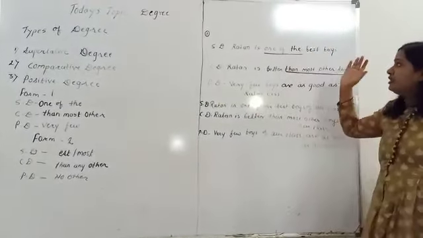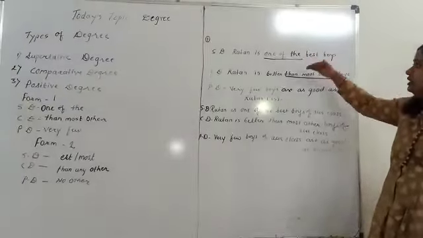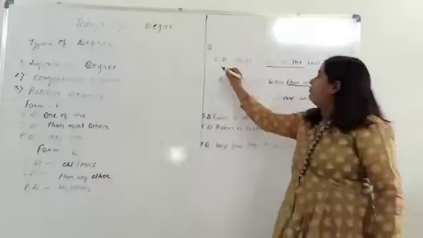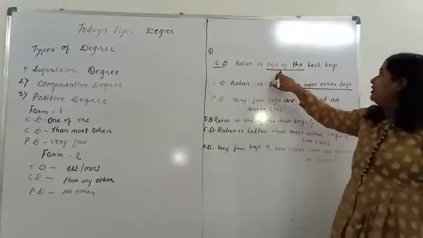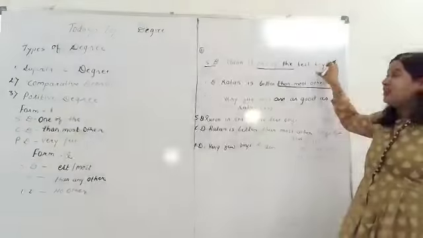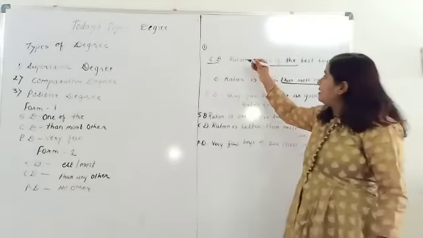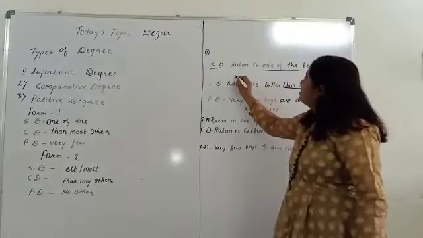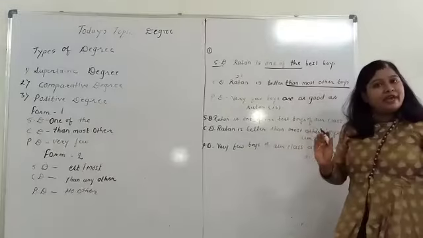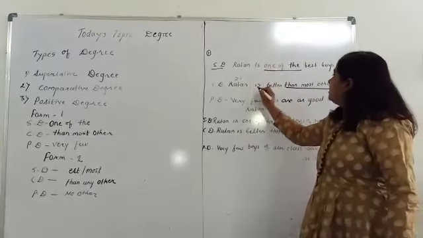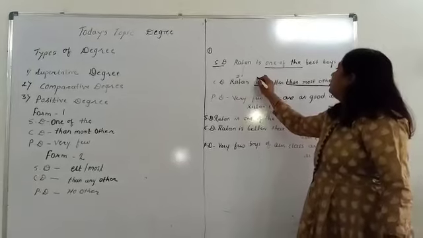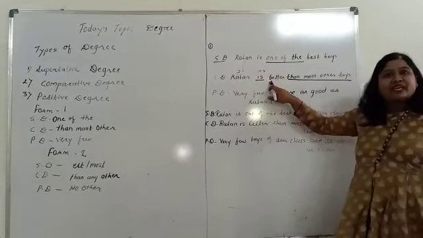Now see how to transform the sentences from one degree to another. The superlative form is already given. Ratan is one of the best boys. Now how to transform that? Ratan is the subject of the sentence, so we will copy that subject as it is. Is is the helping verb. That also we will copy as it is.